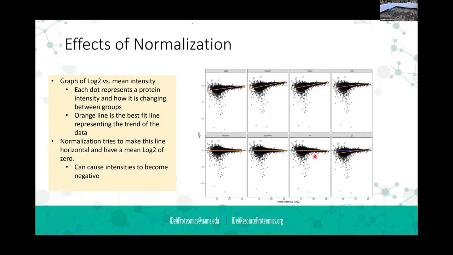The other part of the normalization is it shows a graph of the log2 fold change on this side versus the mean intensity going here. It's got a plot for each one of those normalization processes, or the unnormalized, just the log2 transformed, right here. And then it draws this orange line, which is essentially the best fit line representing the trend of the data.